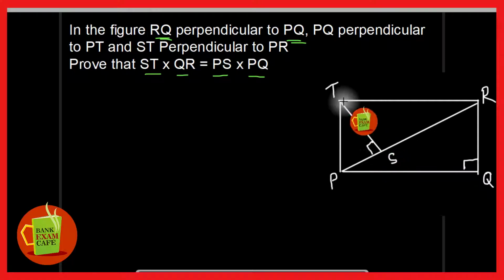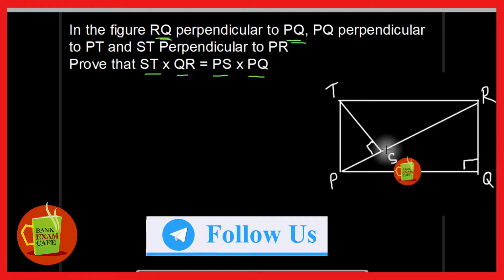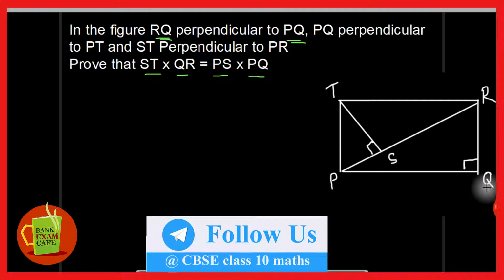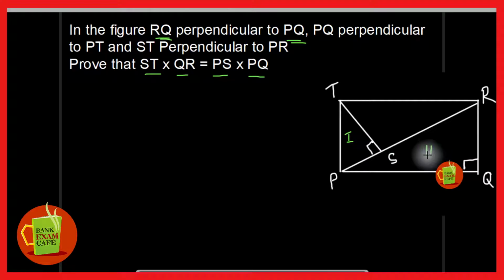ST into QR is equal to PS into PQ. Friends, first of all, we have to see in which triangles these sides lie. So ST and QR lie in these two triangles, the first and the second triangle. If you prove that these two triangles are similar, then the rest of the work will be much easier.